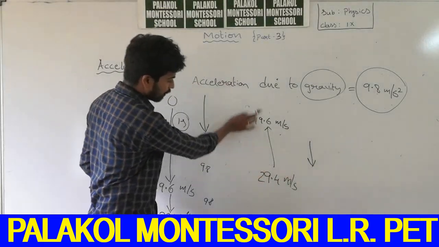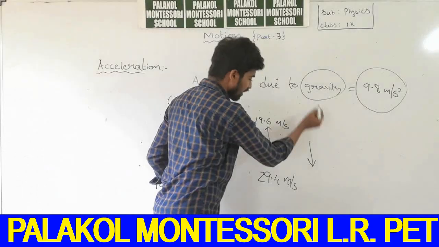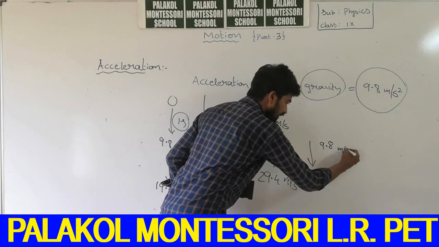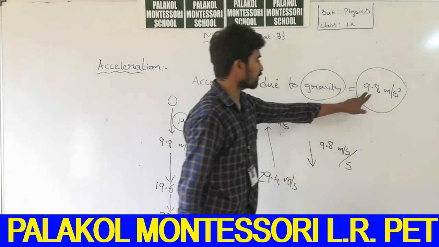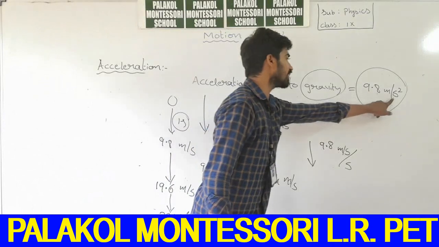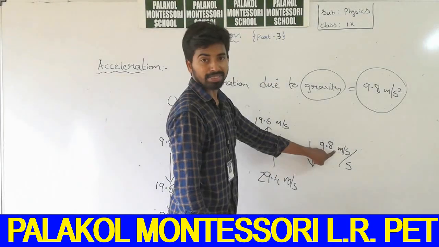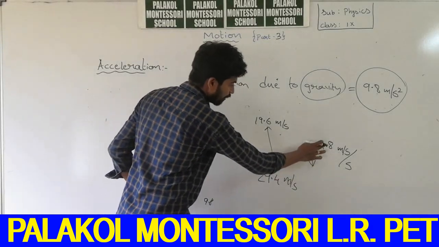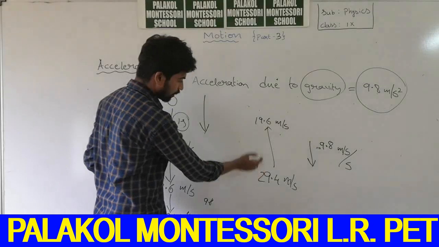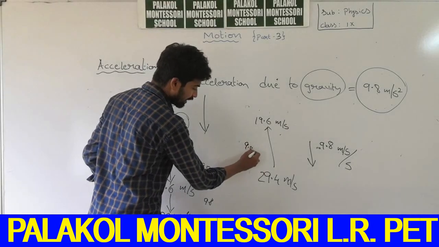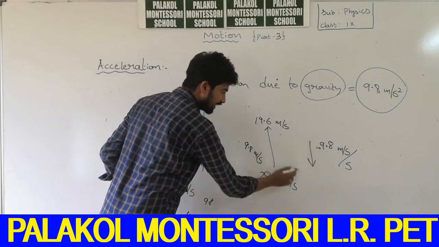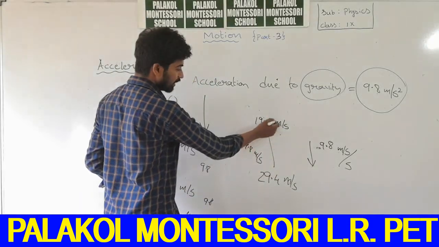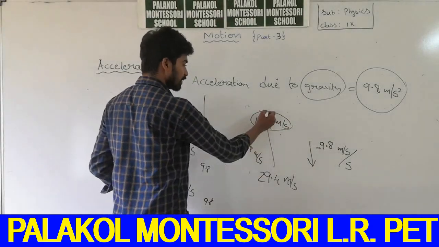The object is moving in the upward direction and the acceleration is in the downward direction. So the acceleration value is 9.8 meters per second square, which is nothing but 9.8 meters per second per second. Since it is acting in the opposite direction, the speed decreases by 9.8 meters per second. So after 1 second the speed becomes 19.6 meters per second.